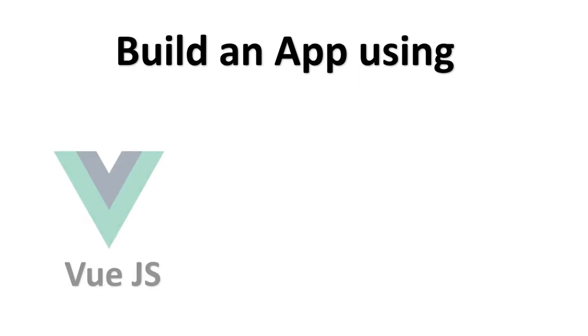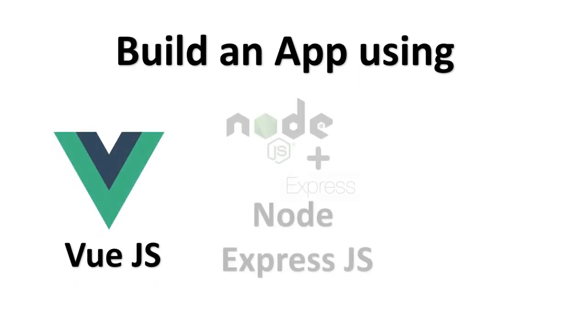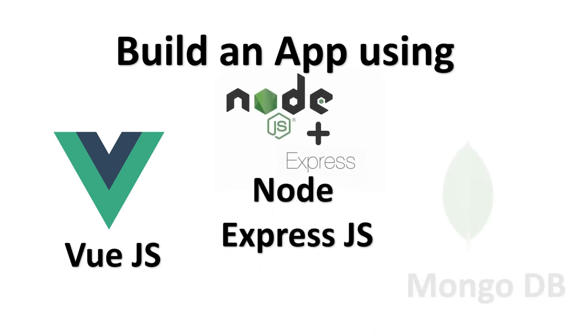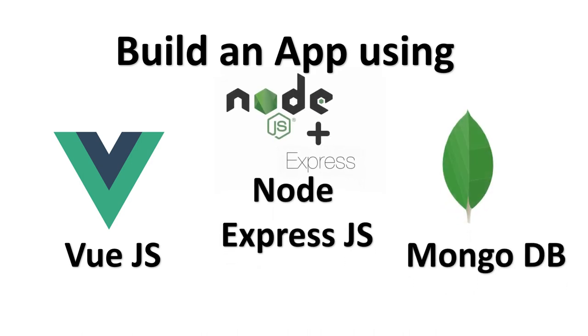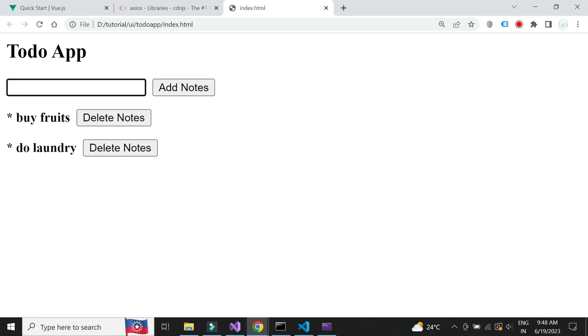Hello everyone. In this tutorial, we will learn how to build a simple to-do application from scratch using Vue JS as front-end, Node and Express JS as back-end, and MongoDB as the database. Here is a demo of the web application.